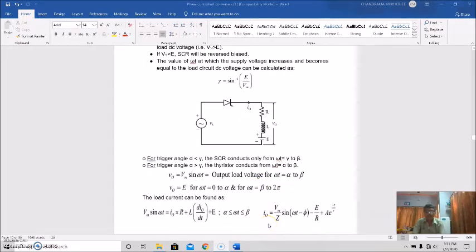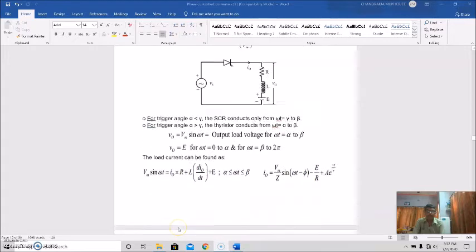The load current can be found as follows: the source voltage Vm sin omega t equals the drop across the resistance, plus L di0 by dt, the drop across the inductance, plus E. When omega t is between alpha and beta, I0 will be Vm by Z sin omega t minus phi, minus E by R, plus A e to the power minus t by tau. So this is the load current.